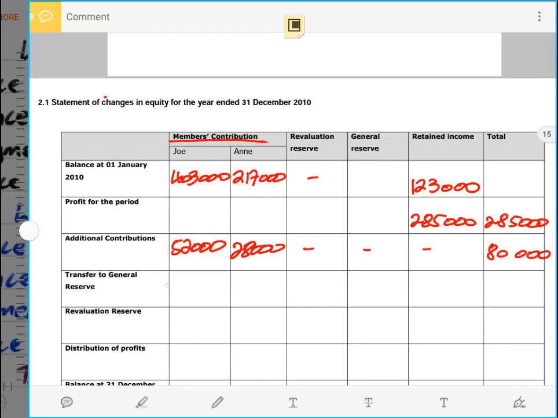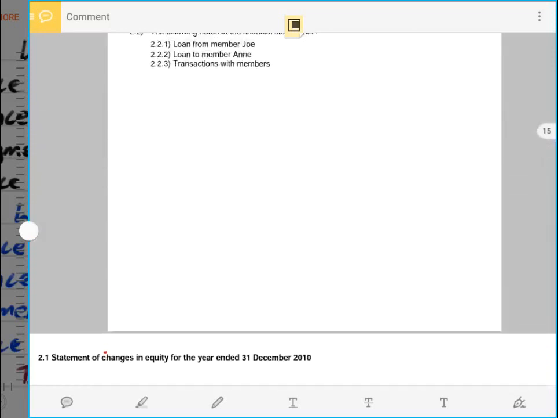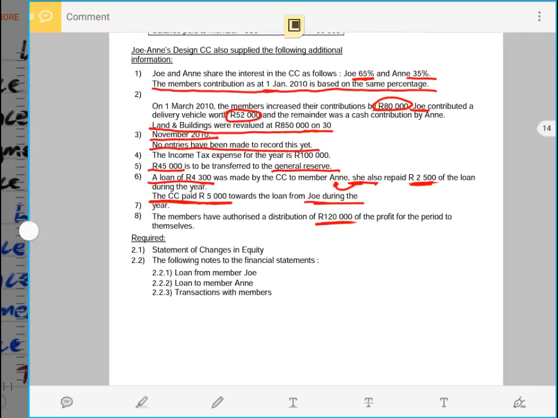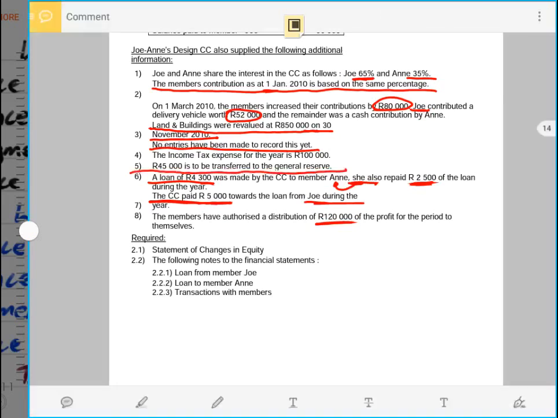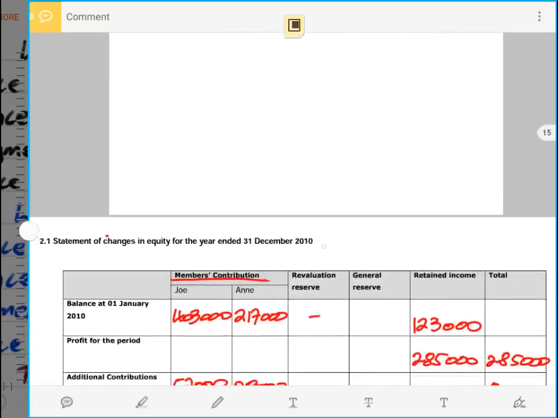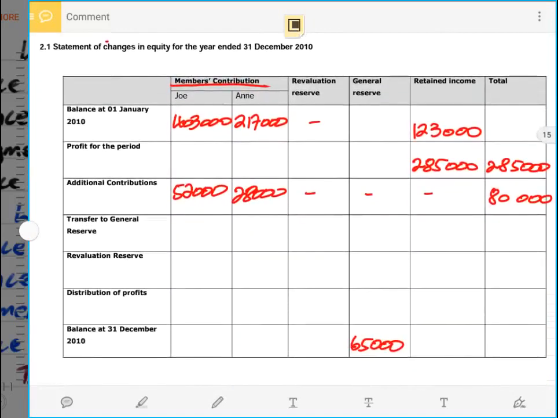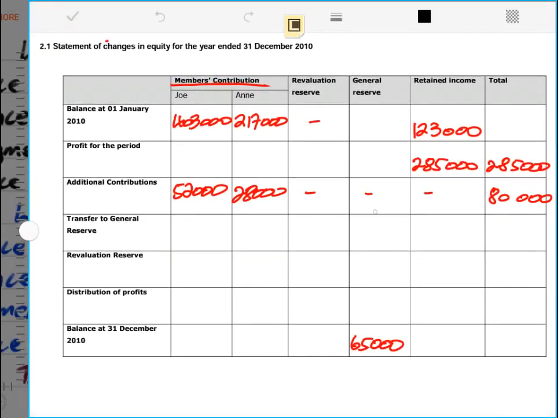General reserve, there was a transfer of the amount to the general reserve, and that was adjustment or additional information number 5. They were told that 45,000 rands is to be transferred to the general reserve. So now we must transfer an amount from the retained earnings to the general reserve account. So now it will be recorded as 45,000 rands general reserve, and it will be negative 45,000 rands from the retained earnings.